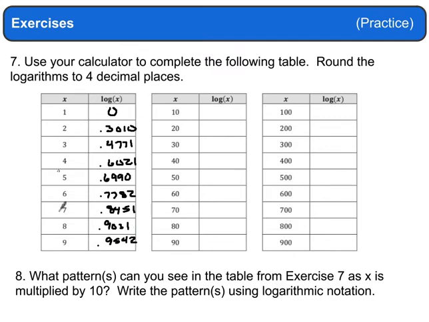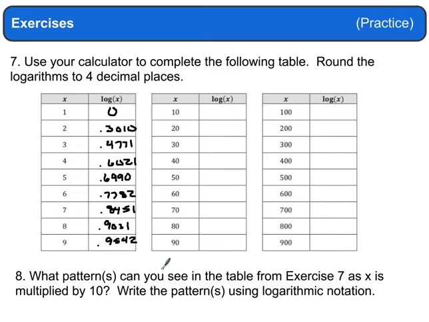Notice this is 1 through 9. This happens to be 10 through 90, and this happens to be 100 through 900. And then in a minute, they're going to ask you number 8: what patterns can you see in the table from exercise 7 as x is being multiplied by 10, and then write the patterns using the logarithmic notation that you notice in each one.